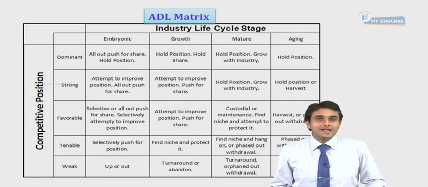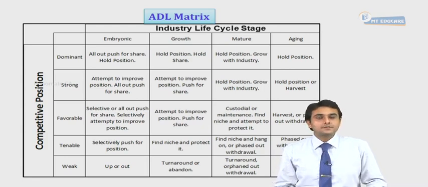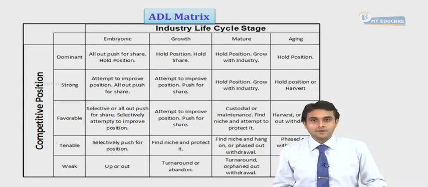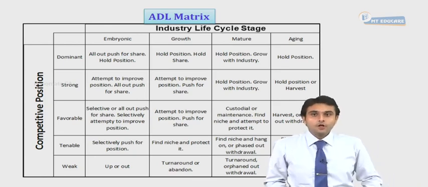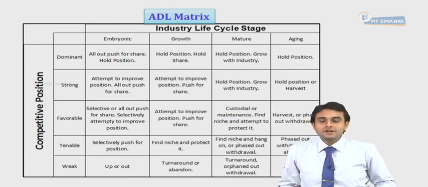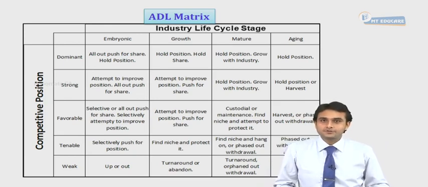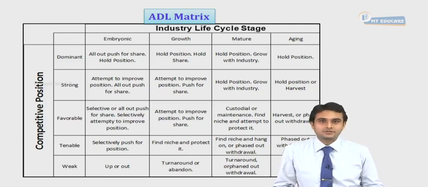which is represented on the x-axis, and the y-axis represents the competitive position of the product in the market. So the product may either have a dominant position or a strong position or a favorable position or a tenable position or a weak position. And the industry in which the product is functioning may be at the embryonic stage, which is the introduction stage, or it may be at the growth stage or the maturity stage or the aging stage.